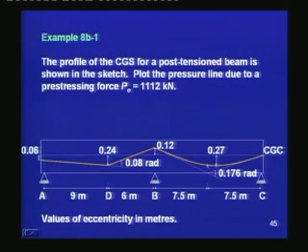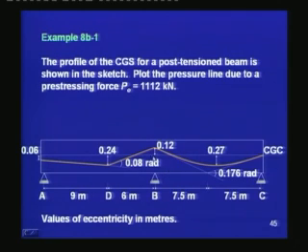For this two-span beam, the CGS has an eccentricity of 0.06 meters at the end. Then it drops down linearly to an eccentricity of 0.24 meters, and again the CGS goes up linearly to an eccentricity of 0.12 meters above CGC. The change in the slope is 0.08 radians.